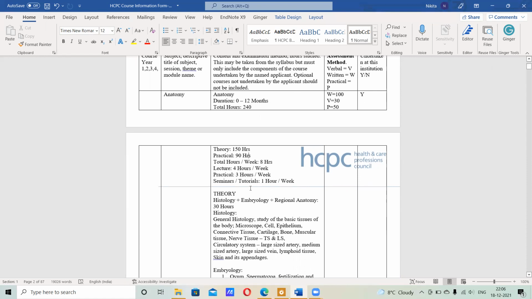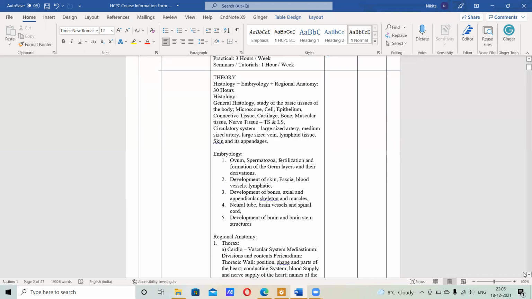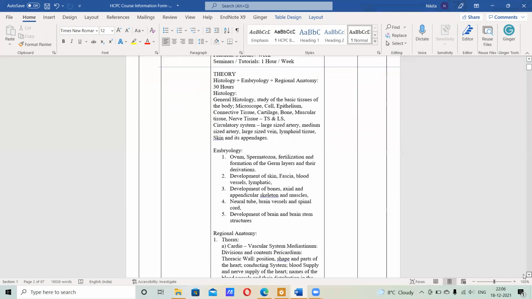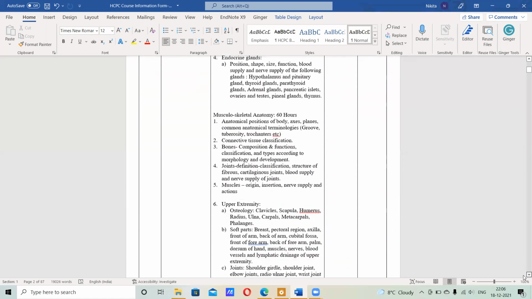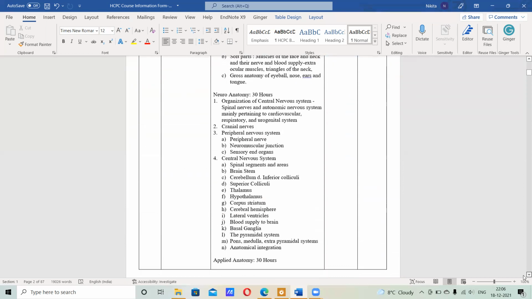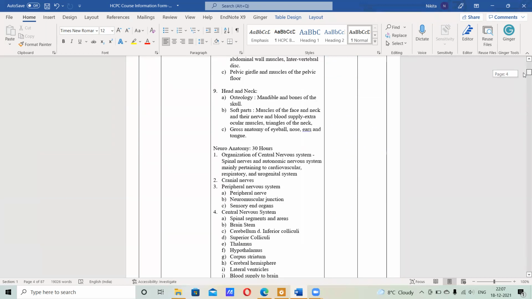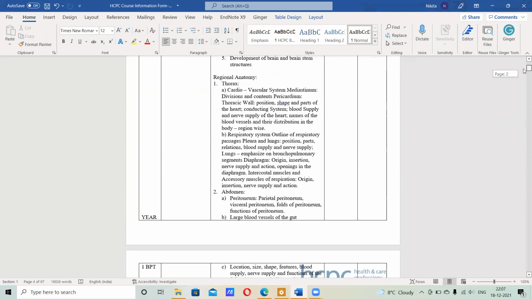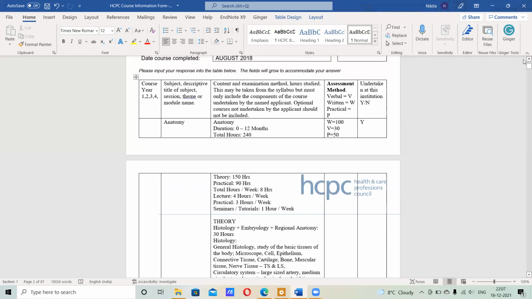So what was theory? In theory, we had all of these things. And this again further got divided into embryology, regional anatomy, which had thorax, abdomen, pelvis, endocrine glands, musculoskeletal system, upper limb, lower limb, neuroanatomy. So basically you get the idea. It was a lot of anatomy, but all of this needs to be systematically written down so that it's clearly understood by the people who are going to be reading your application that you have significantly and successfully completed all of these topics in your undergraduate degree.